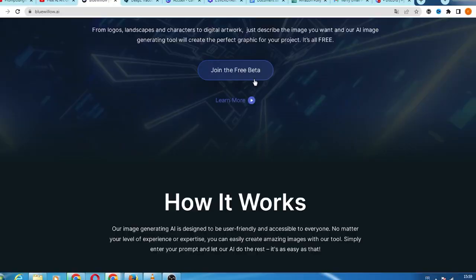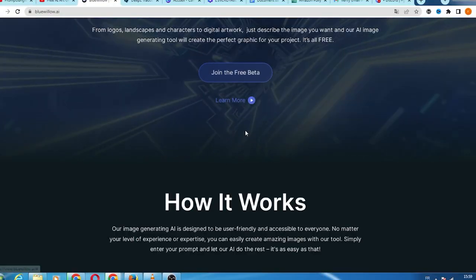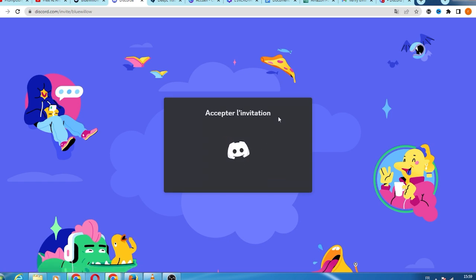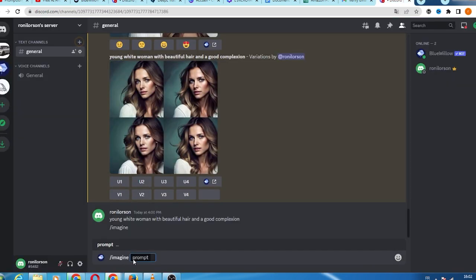How does BlueWillow work? It's easy to participate in the BlueWillow beta. Just accept the invitation and join the Discord channel. Once you're in, you can start generating images by entering /imagine in a rookie or branch channel.